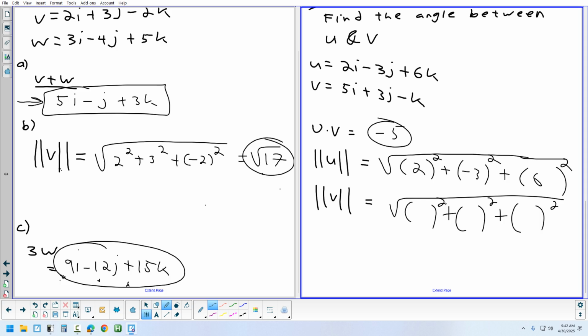Yeah, Dylan? 5, 3, and negative 1. Okay, so we got 5, 3, negative 1. Now we just need to simplify those and see what we got.